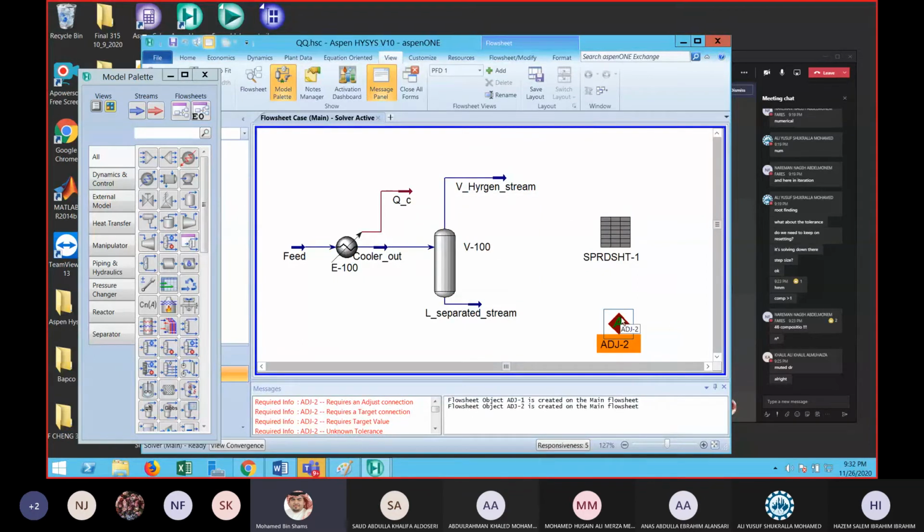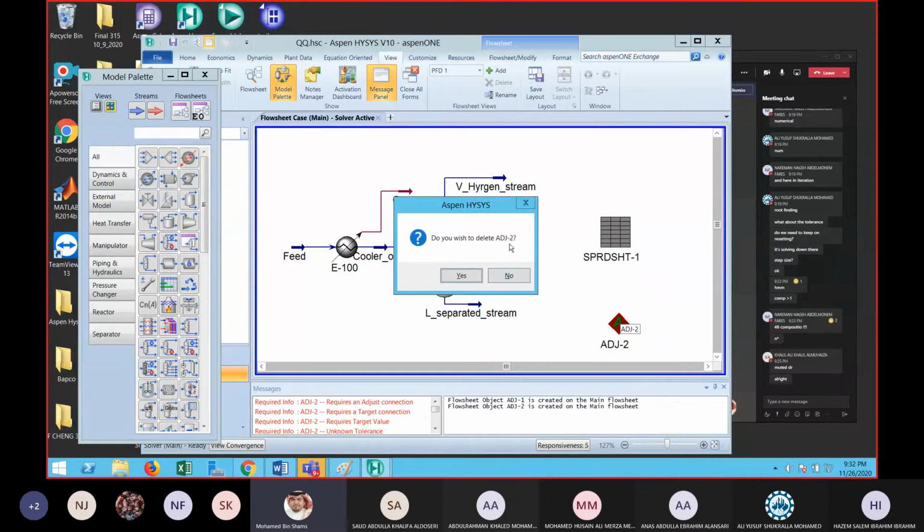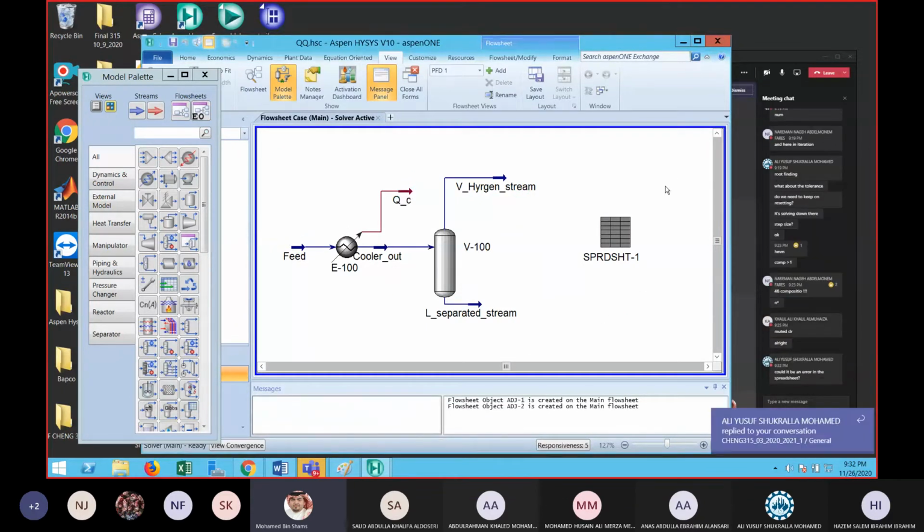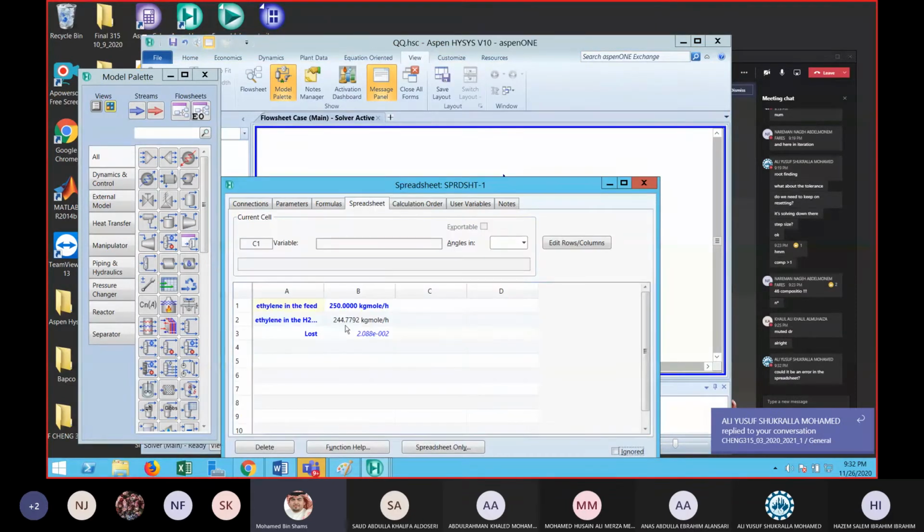No, I don't want to delete that. What about do you wish to delete it? Yes. Because if I, no the spreadsheet is okay. Spreadsheet is okay.